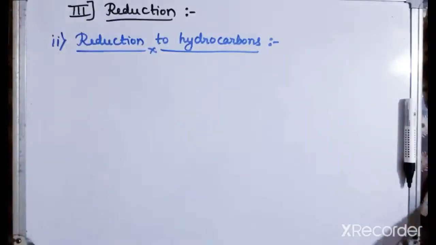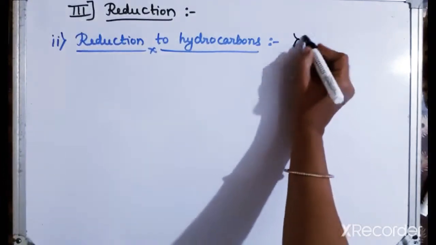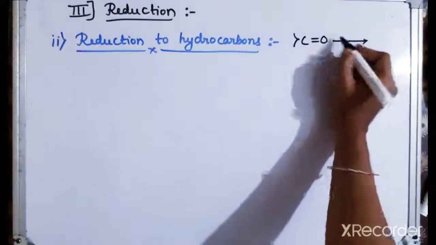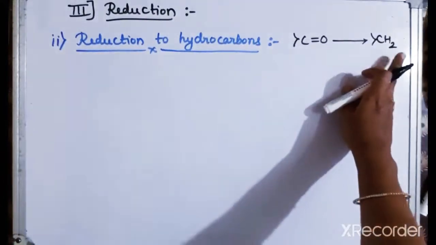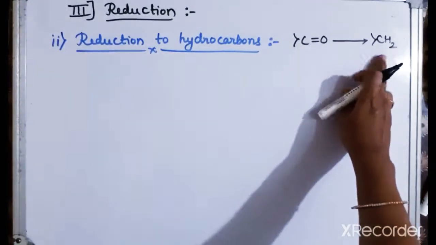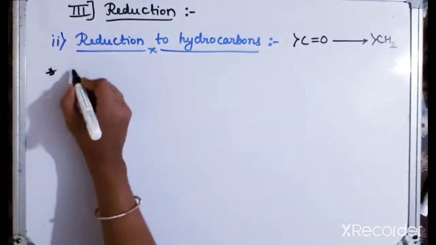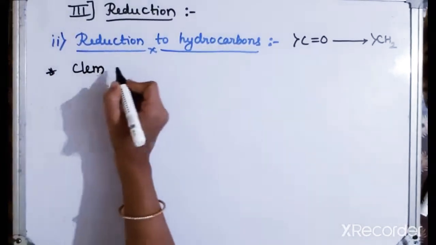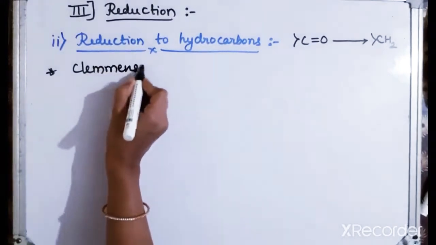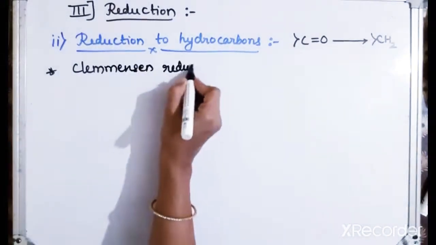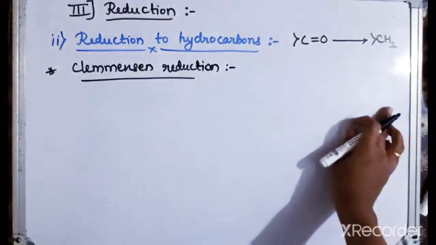The next reduction reaction is reduction to hydrocarbons. Here we are reducing the carbonyl group to a CH2 group, so it is considered a hydrocarbon, in turn giving the alkanes. There are two important named reactions here. One is Clemmensen reduction, and another one is Wolff-Kishner reduction. Both are very important for the examination.